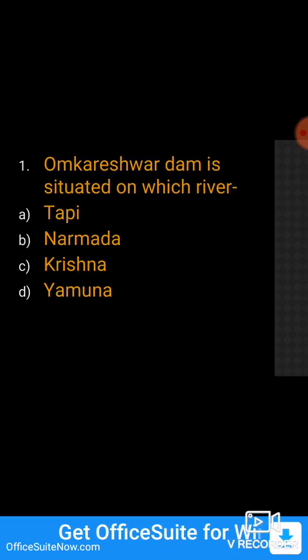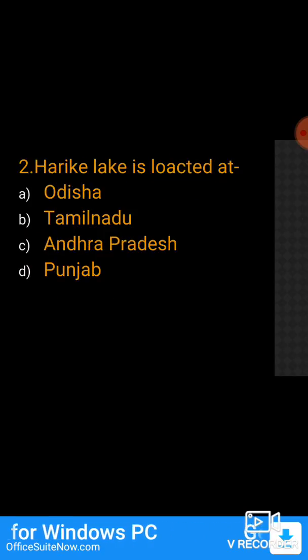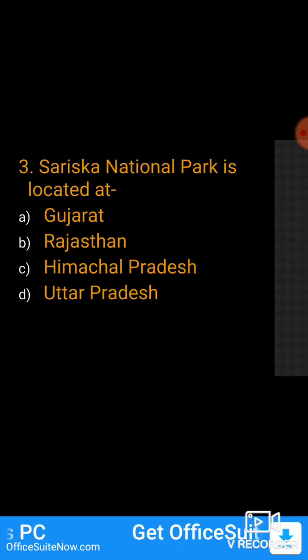So let's start. First question is Omkareshwar Dam is situated on which river? So answer is Narmada. Correct option is B part. Second question is Harike Lake is located at. So correct option is D part. Answer is Punjab. Third question is Sariska National Park is located at. So answer is Rajasthan. Correct option is B part.